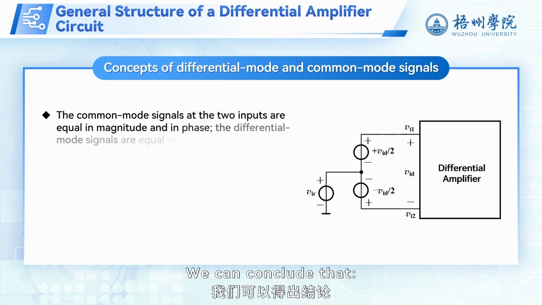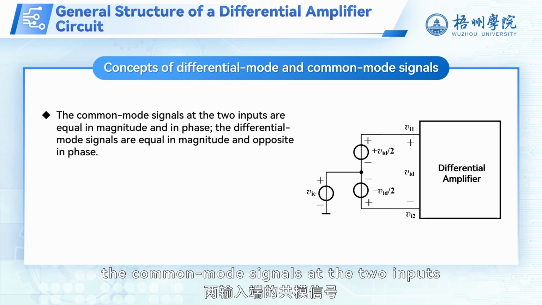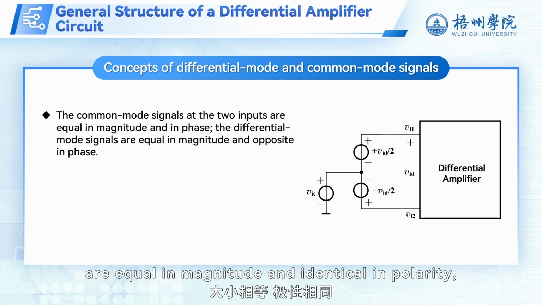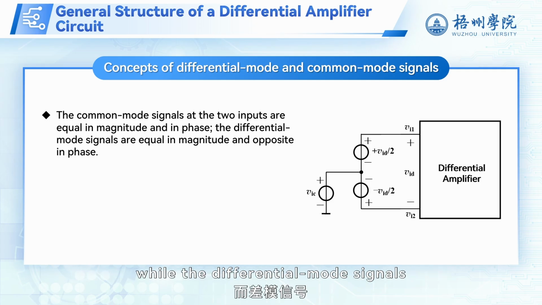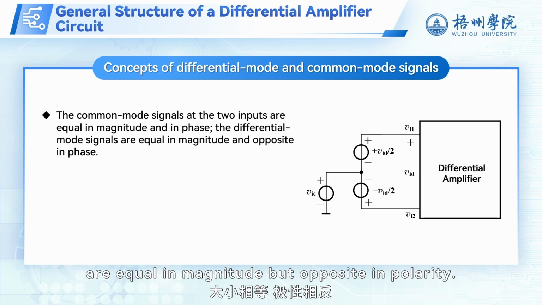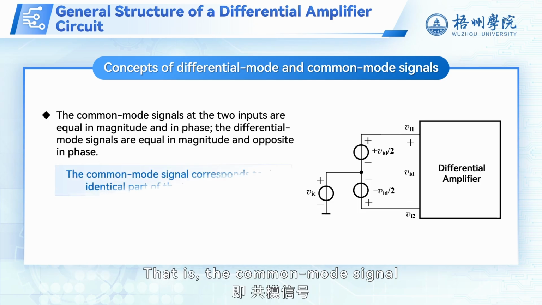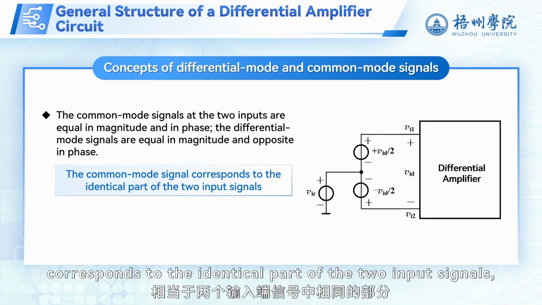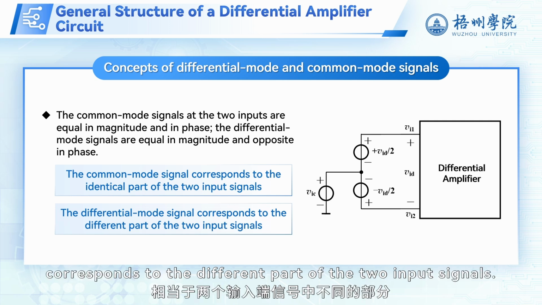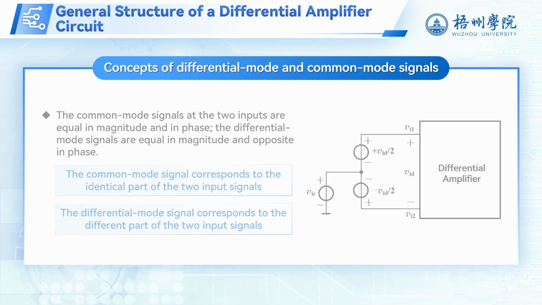We can conclude that the common mode signals of the two inputs are equal in magnitude and identical in polarity, while the differential mode signals are equal in magnitude but opposite in polarity. That is, the common mode signal corresponds to the identical part of the two input signals, and the differential mode signal corresponds to the different part of the two input signals.